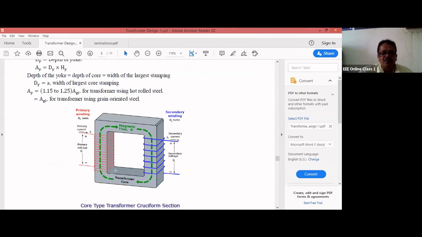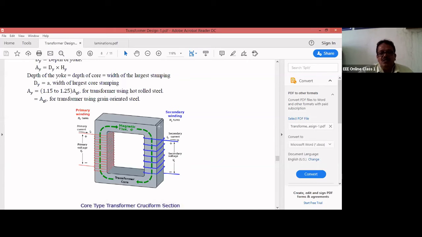Okay, if you go to the problem, see here. This is the depth of the yoke. This entire thing is your yoke part. If you take only up to this line and extend it here, this part is nothing but your core part. Likewise, from here to here is core part. The yoke part will be the entire thing here.